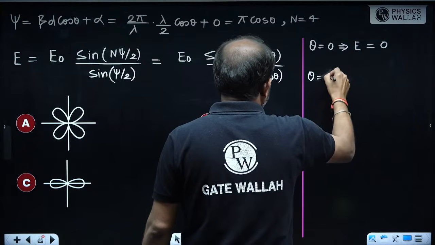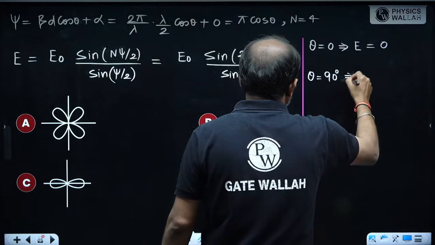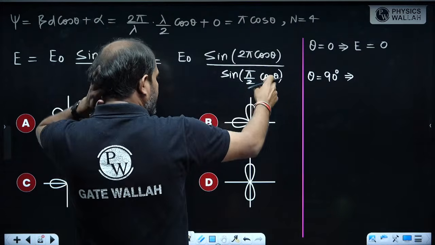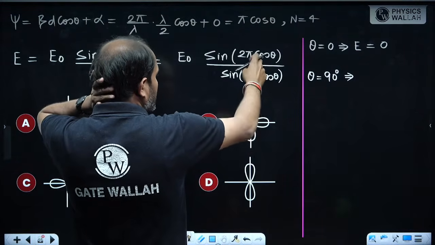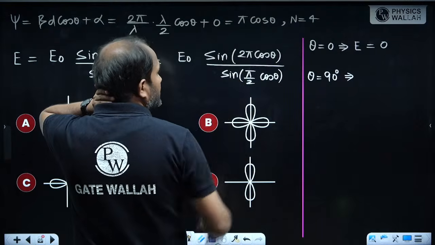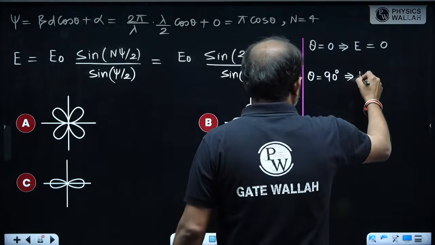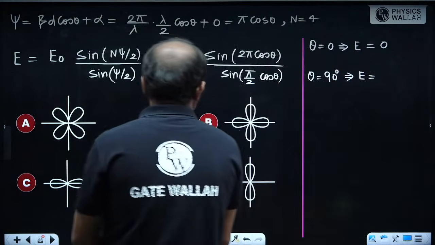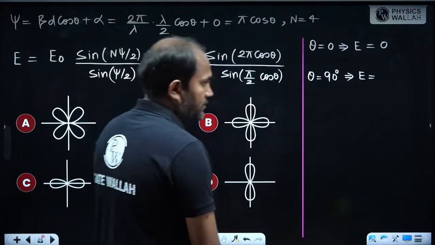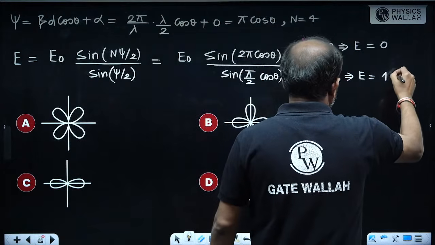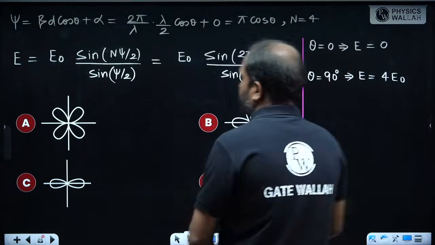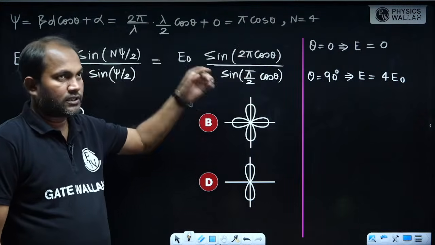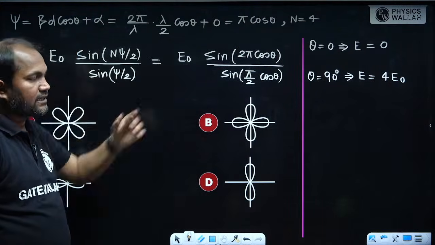At theta equals 90 degrees, cos 90 degrees is 0, so sin 0 upon sin 0 will be 1. So the field will be 4E0. If you apply the limit, you will get the maxima. So you will get 4E0. I will tell you how it is 4 after 2 minutes.